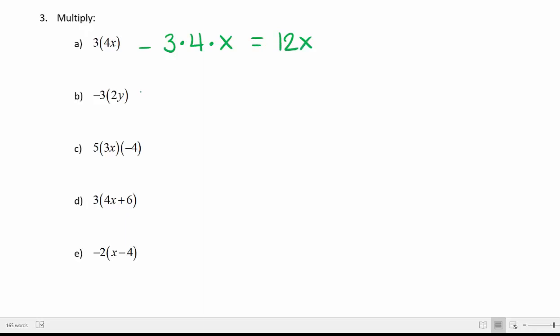The same with part B. We've got a negative 3 times 2 times y. I just multiply the numbers together, and I get negative 6y.